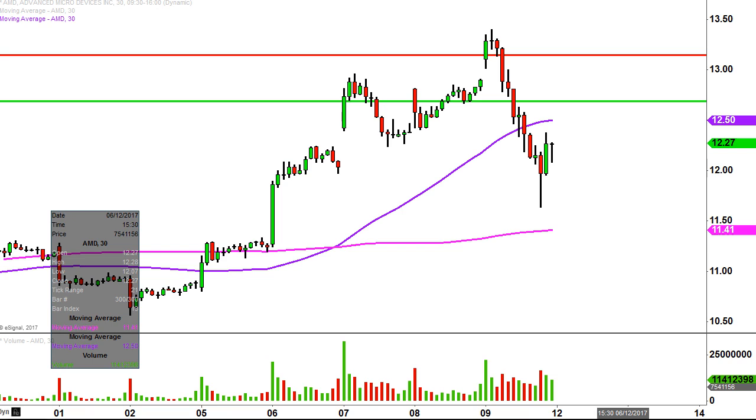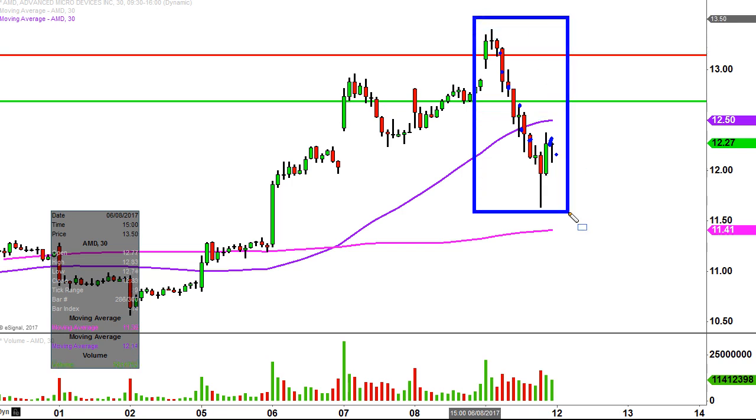Real quick, what do I mean by 30-minute, in case maybe you're new to charts? Instead of each one of these candlesticks here representing 1 day's worth of price action, which is what you would normally see, each one represents 30 minutes. So while this here may look like several days' worth of time, it's actually just today's price action broken down into 30-minute time slices.